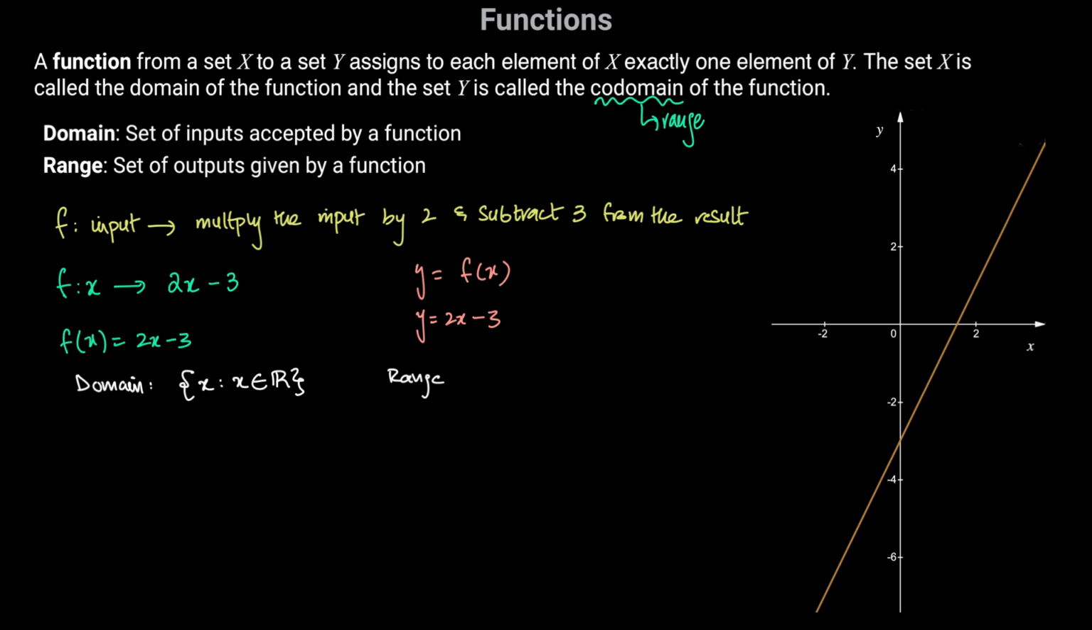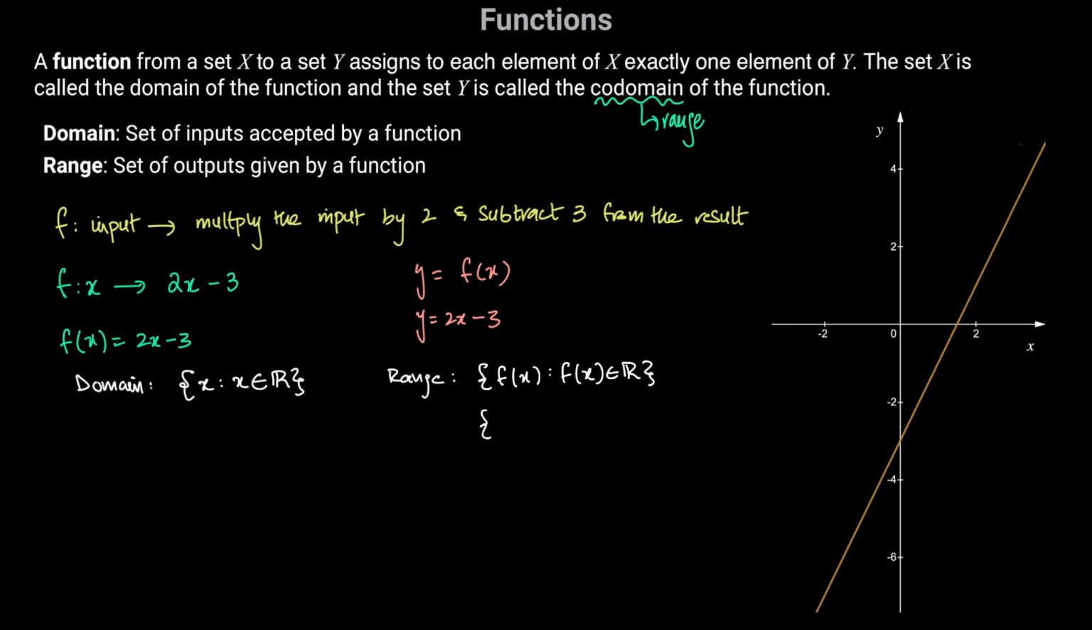Now again, if we look at the graph over here for y is equal to f of x, what we see is that this line continues upwards as well as downwards. So depending on the value of x, the input, we can get any real number as the output for y. Right? We can get any real number as the output. So we can say that the range for this function is that f of x can be any real number.